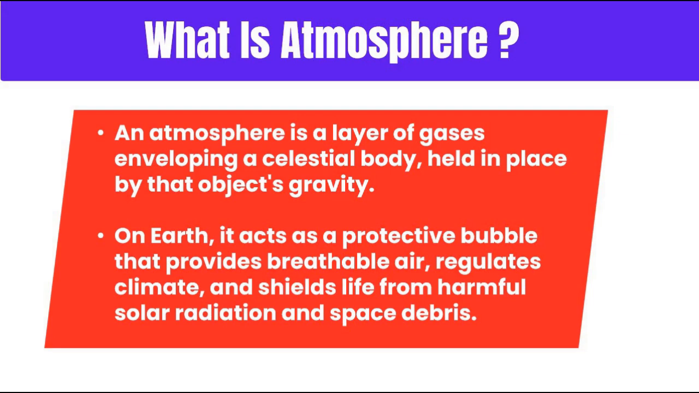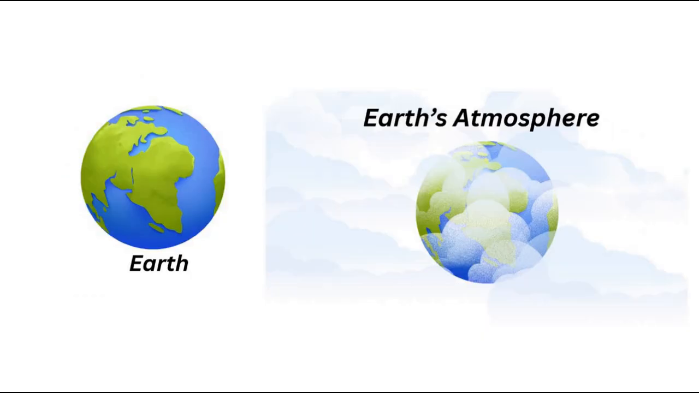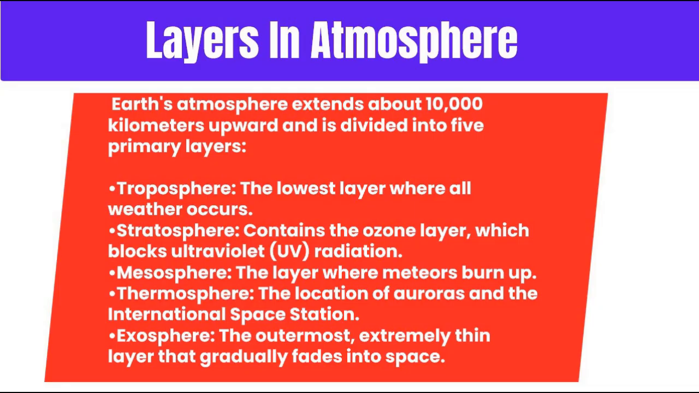So the atmosphere basically acts as a protective bubble that provides, first of all, most importantly, breathable air. It regulates the climate and shields the life on Earth from harmful solar radiation and space objects, asteroids, debris, everything. So that is the main objective of atmosphere, to sustain life on Earth. Now there are different layers in the atmosphere. We'll be discussing them in detail in the upcoming videos.